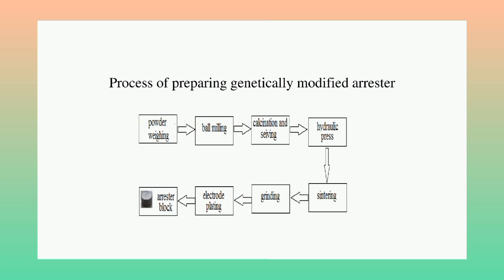Process of preparing the modified arrestor: powder weighing, ball milling, calcination and sieving, hydraulic press, sintering, grinding, electrode plating, arrestor block.